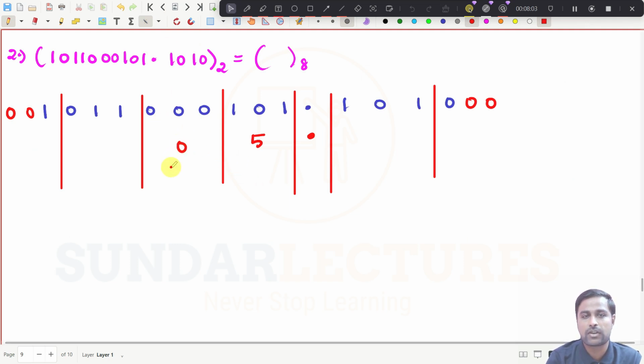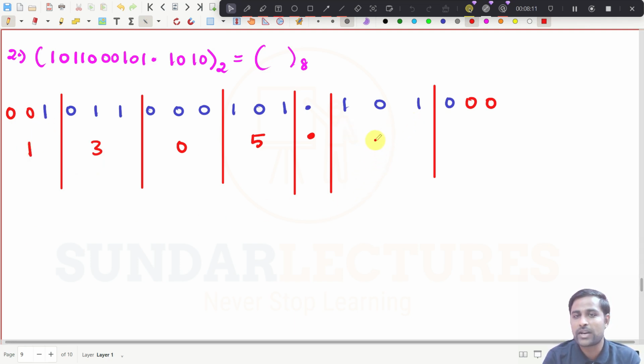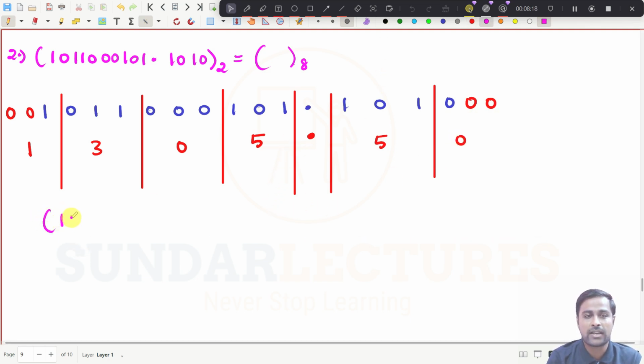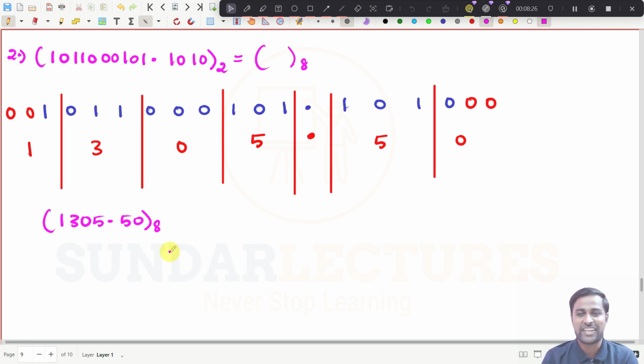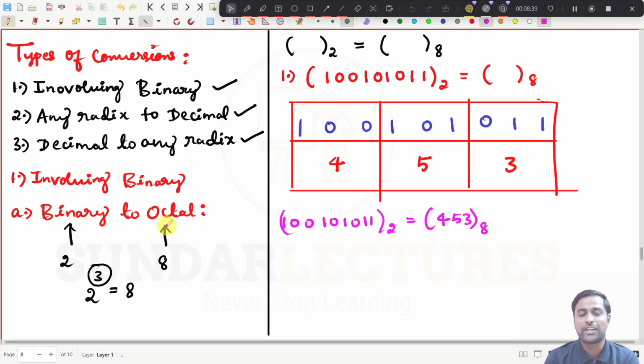What is 000? It is 0. What is 011? It is 3. What is 001? It is 1. And then what is 101? Again it is 5. What is 000? It is 0. So the final answer will be 1305.50 at the base of 8. Now we have converted this binary value, and the equivalent octal value is this one, right? Can you understand? This is how we need to convert binary to octal.